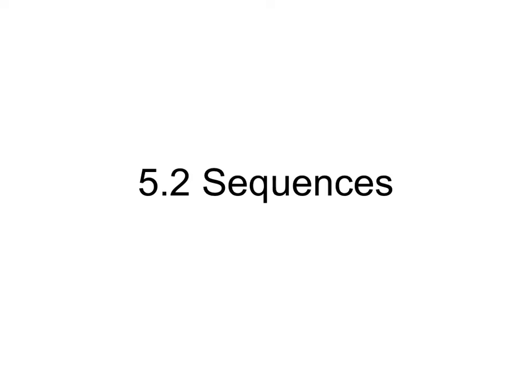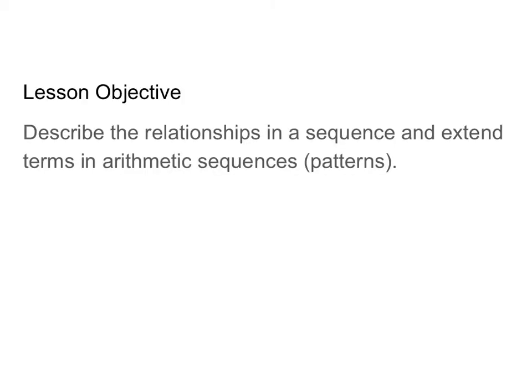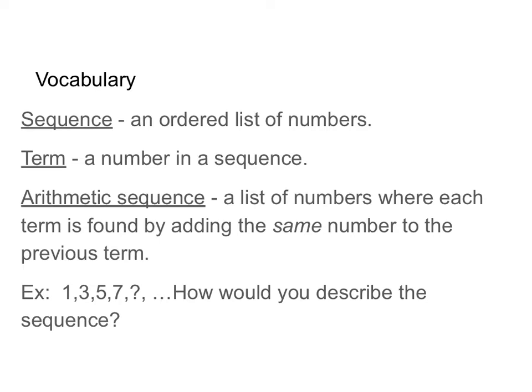Today we're going to be working on sequences. So we're going to be finding what the sequence is, how much it is increasing, and then also we're going to be looking at the nth term, which means the unknown term. So your objective today is to describe the relationships in a sequence and extend the terms in an arithmetic sequence or patterns. So that just means what's happening in the sequence and then just find the three numbers that come next. Here's the vocabulary terms that you need to know.